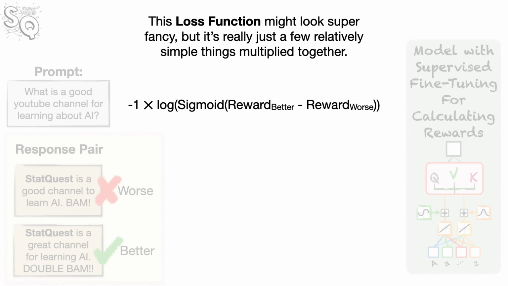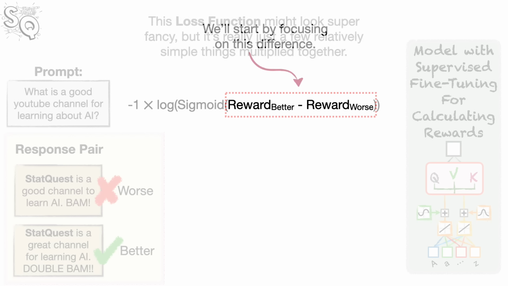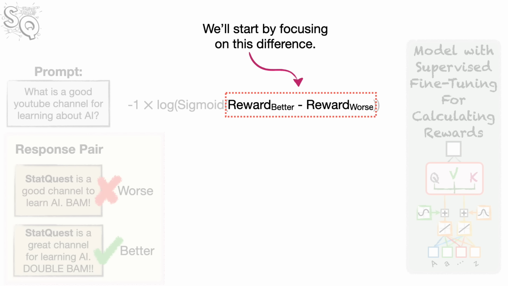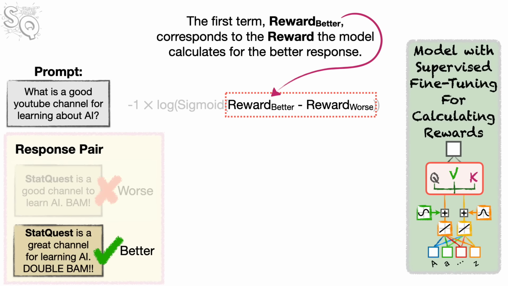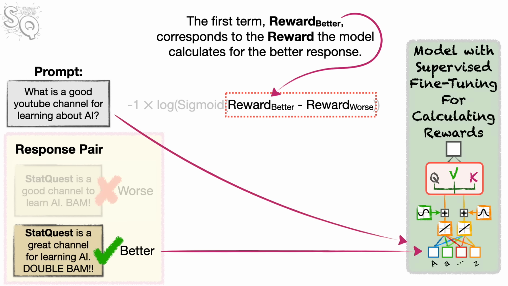This loss function might look super fancy, but it's really just a few relatively simple things multiplied together. We'll start by focusing on this difference. The first term, reward better, corresponds to the reward the model calculates for the better response.